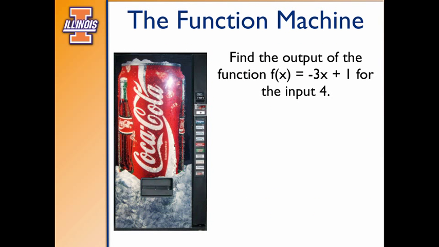So let's do an example together. Find the output of the function f of x is equal to negative 3x plus 1 for the input of 4. So 4 is my input. That's like my button. F of x is equal to negative 3x plus 1 is my rule. It's like the computer inside of the machine. And I want to know what comes out of the machine, so I want to know the output.